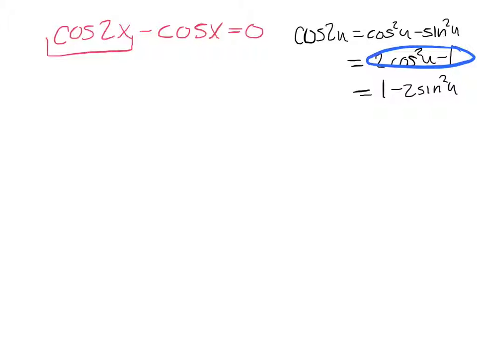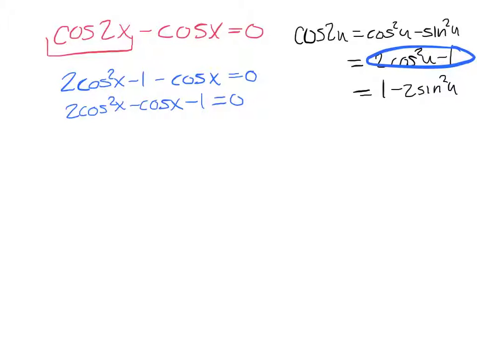Okay, I'm going to pick that one, and we replace cosine of 2x with it. So now I have 2 cosine squared x minus 1. And then I still have a minus cosine x. I'm going to rearrange it just so they're in descending order like we usually work with. And now I'll box them out.